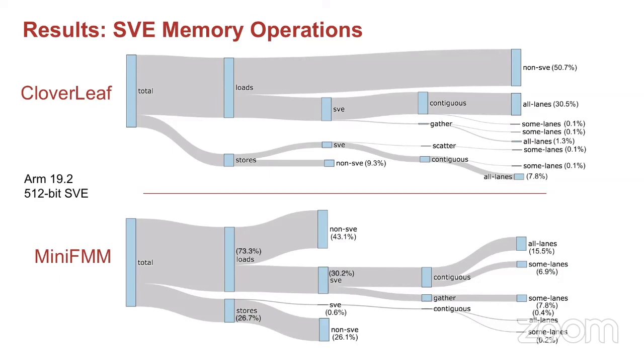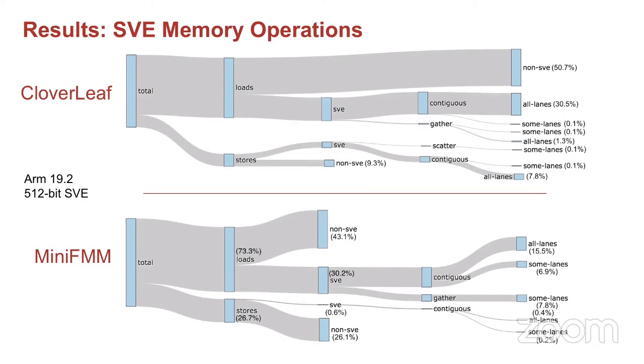Within each diagram, the widths of the bars are proportional and they all add up to 100% in the total bar on the left. For both applications, most of the memory operations were loads, about a third of which were SVE operations. The main difference is that Cloverleaf only performed a small percentage of non-contiguous accesses, and all the lanes were active the vast majority of the time. In mini-FMM, however, about 8% of all memory accesses were gathers, and in about 15% of all accesses, only a subset of the lanes were used.